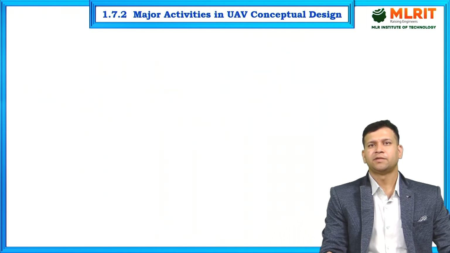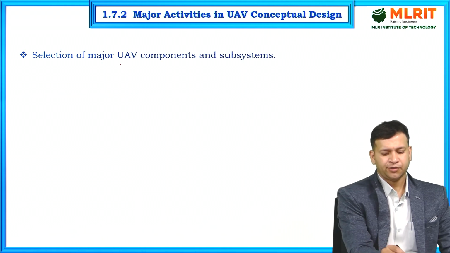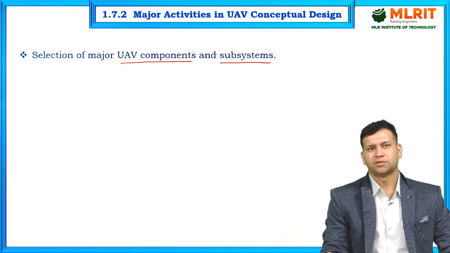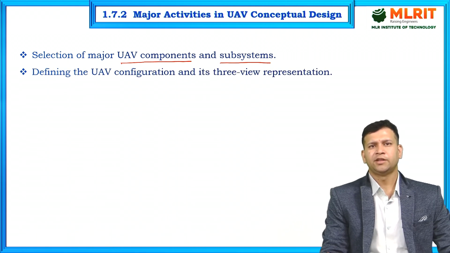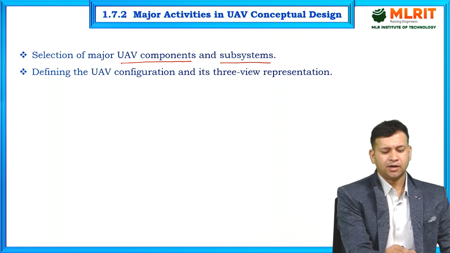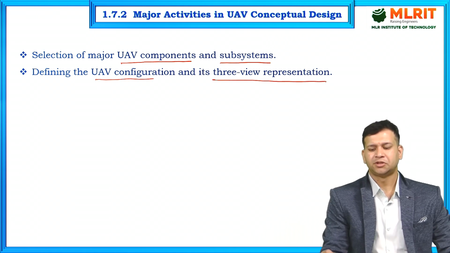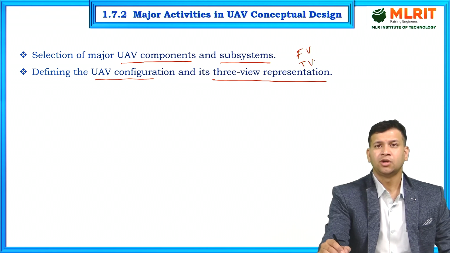The major activities in UAV conceptual design include selection of UAV components and their subsystems, the major components, and defining the UAV configuration and its three-view representation, which includes front view, top view, which is also called plan view, and side view.